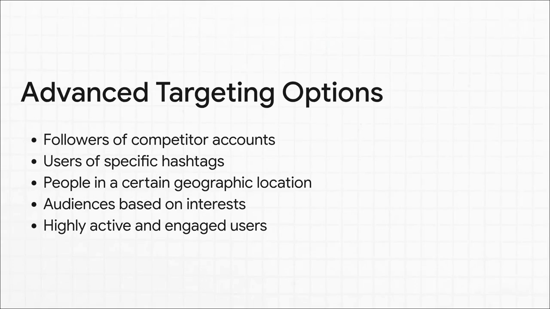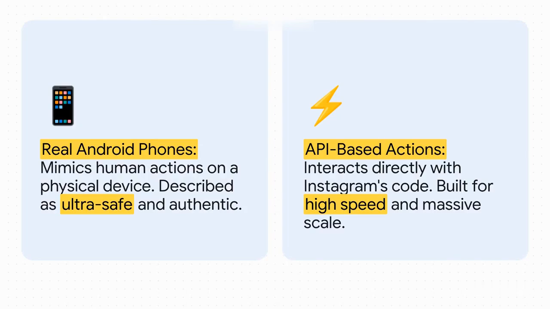Okay, so the success of this whole thing really hinges on whose stories you're viewing. It's pointless otherwise. And the source document highlights some pretty advanced ways to target your audience. We're talking about going after the followers of your direct competitors, people using specific hashtags in your niche. You can even get as granular as targeting people in a certain city, which is a potential game changer for local businesses.